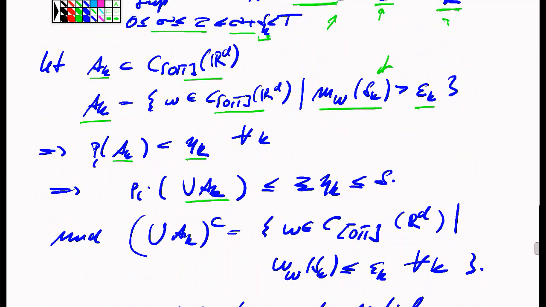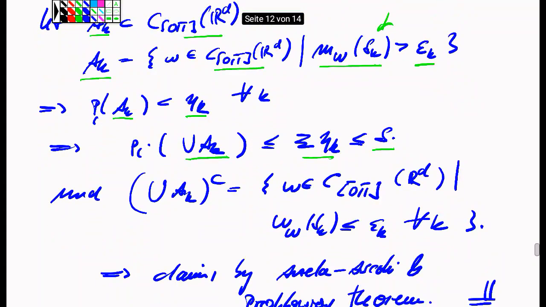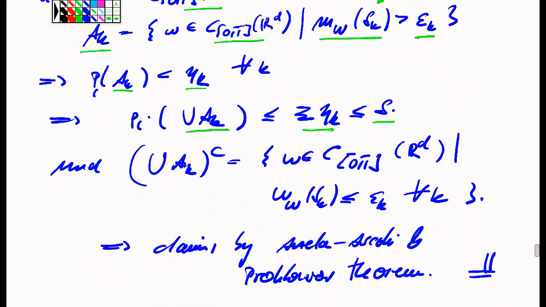Now if we take the probability of the union of all these AK sets, then by the union bound, by subadditivity, if you like, of probability, this probability for the union of these AK is, by the choice of the eta k, no bigger than delta. And so for that reason, the complement of this union, which is the collection of all trajectories omega which satisfy the opposite condition for all k, namely the collection of all trajectories for which the modulus of continuity for all k is less or equal than epsilon k.